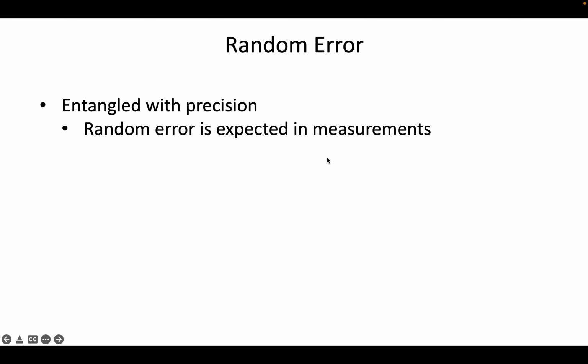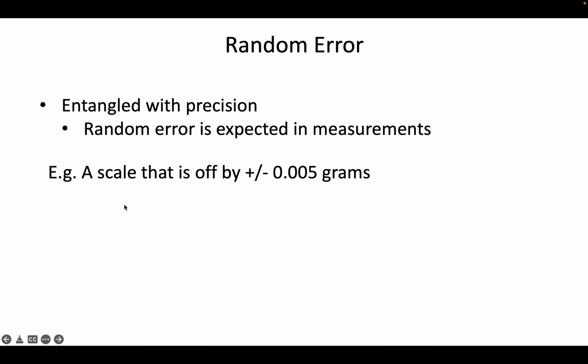So random error is the first type of error I'm going to talk about, and it's mostly entangled with precision, to the point that they're almost synonymous. When there is high precision, there's low random error, and when there's high random error, there's low precision. Random error is something that's expected with instruments, because instruments are imperfect and people are imperfect when they're reading instruments and when they're collecting data.